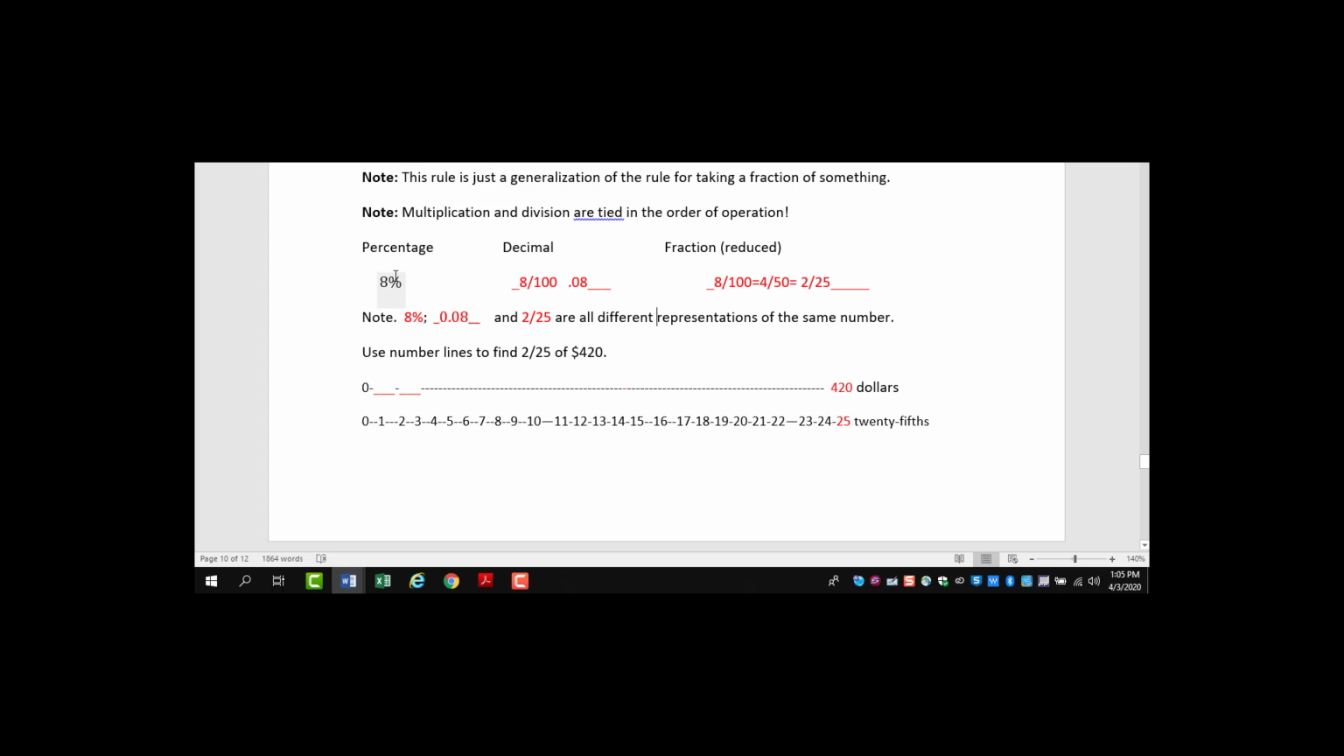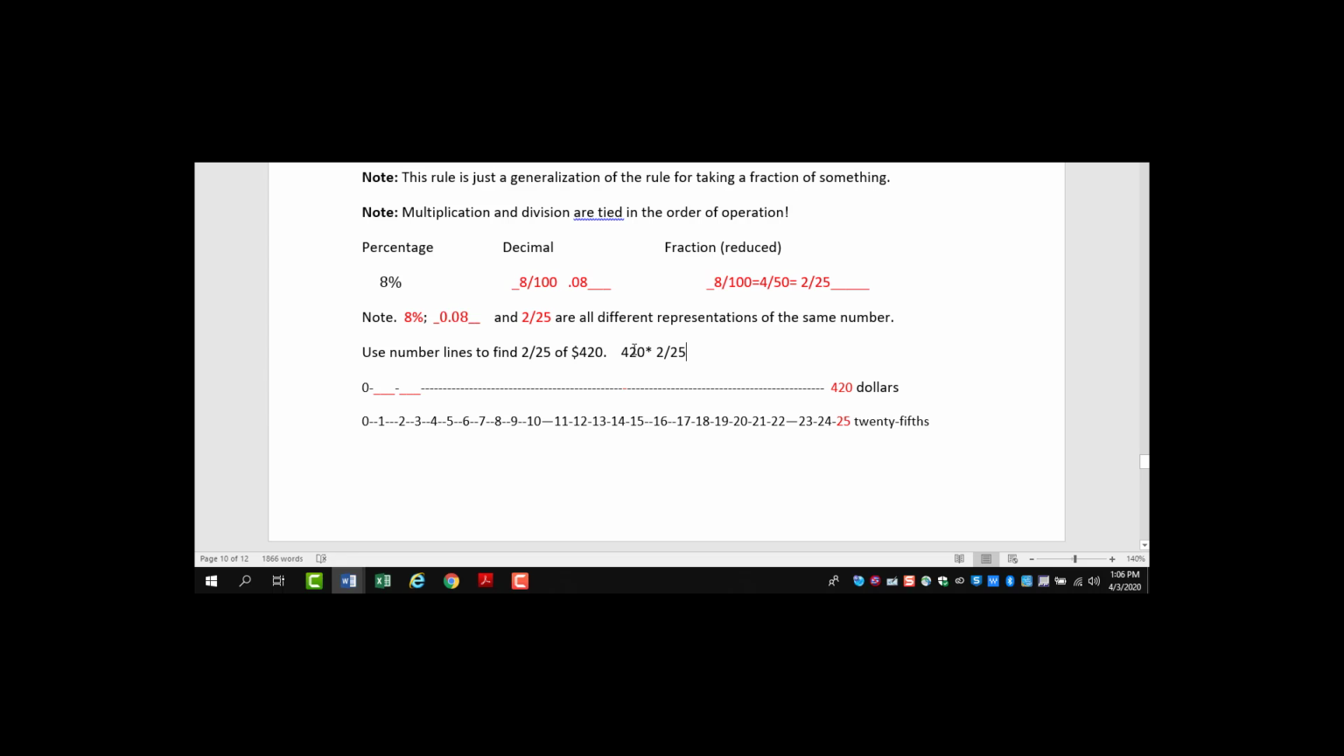So 8%, 0.08, and 2 over 25 are all different representations of the same number. So what I'm going to do here is find 2/25 of 420, which is the same thing as finding 8% of 420. So here I have 420. So the first thing I'm going to do is, this really is this, right? This is 420 times 2 over 25.